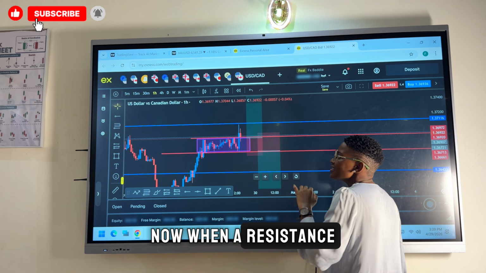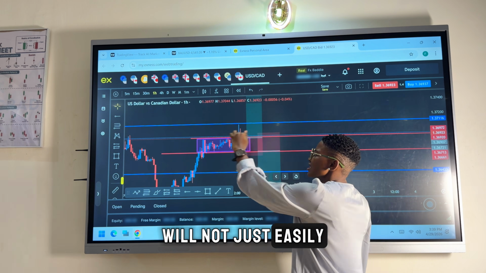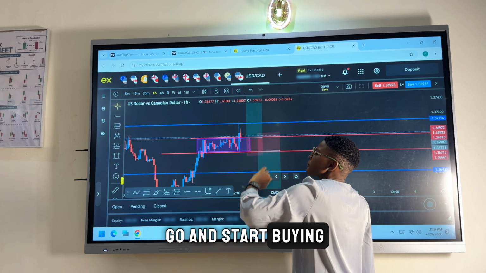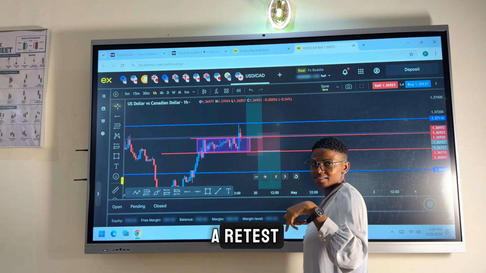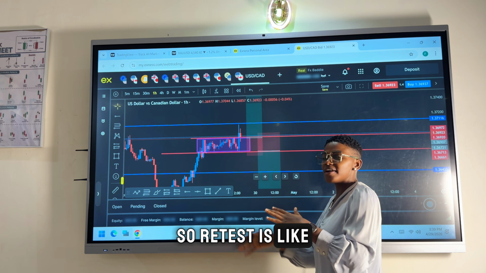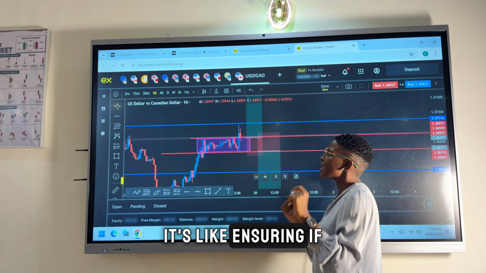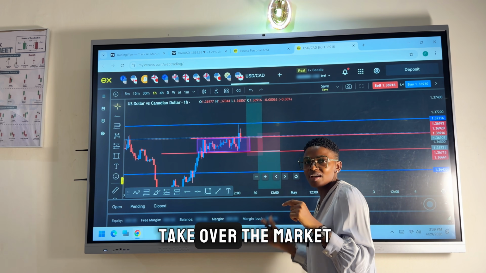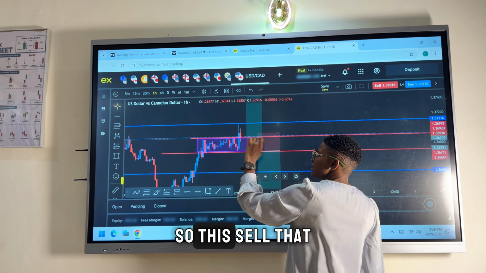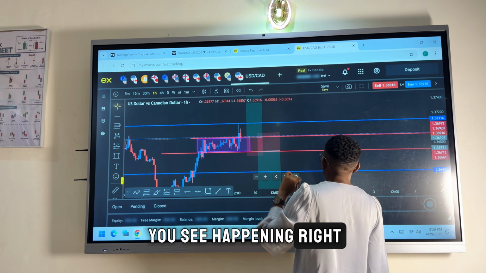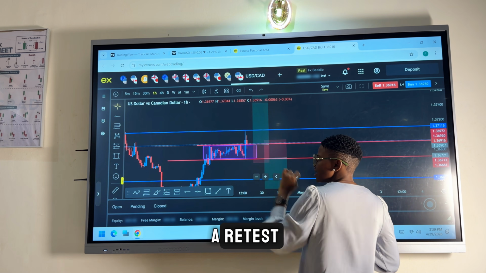Maybe buyers are trying to push it up. Now, when a resistance level breaks, you will not just easily go and start buying. You must wait for a retest. So retest is like validating that level. It's like ensuring that buyers really want to take over the market. So this sell that you see happening right now is called a retest.